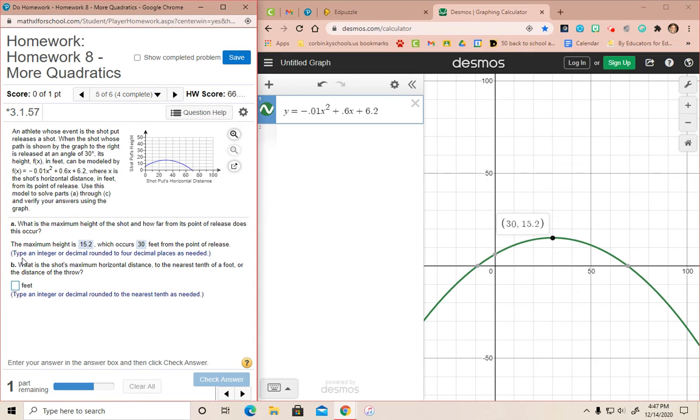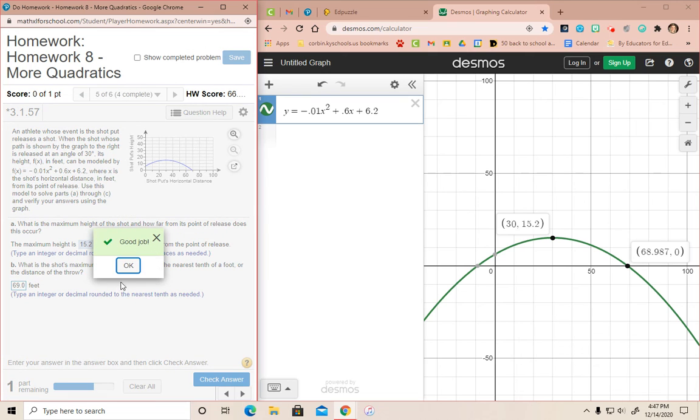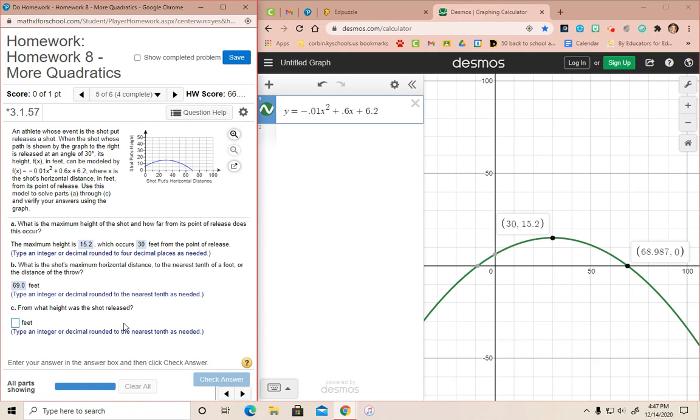Then it wants to know the shot's maximum horizontal distance. So if you look at the graph, horizontal distance is across the x. So we're looking for where it hits the x-axis over here. It's 68.987, and we're rounding to the nearest tenth, and so that'll round up to 69.0. And then from what height was the shot released? So that's your y-axis, your y-intercept, and it's 6.2.